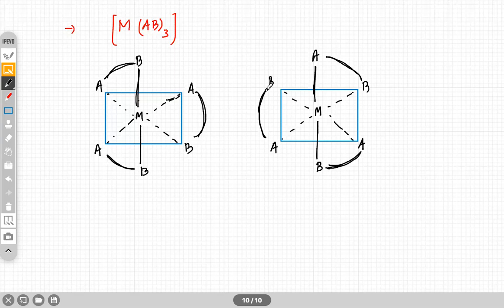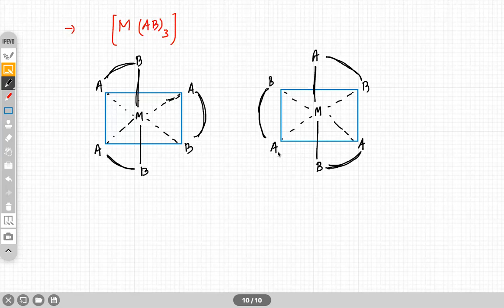Oh yeah, yeah, sir. See, these two GI is possible for this one. So how are they different, sir? Could you explain? Yeah, I'll explain. No, it's not possible. GI, mirror image is not possible here, I'll tell you, in this one.